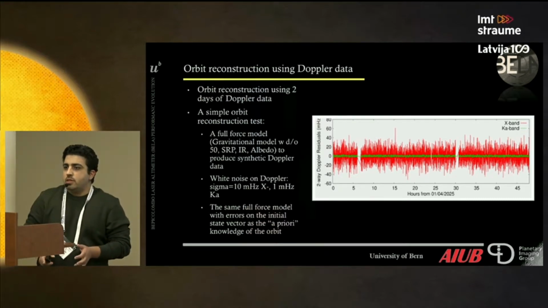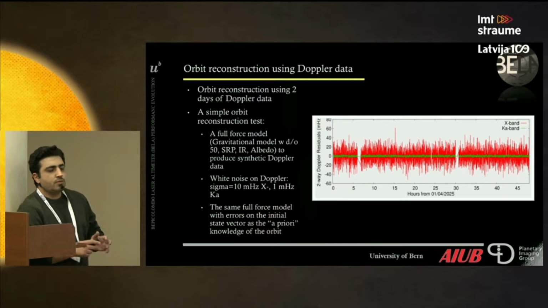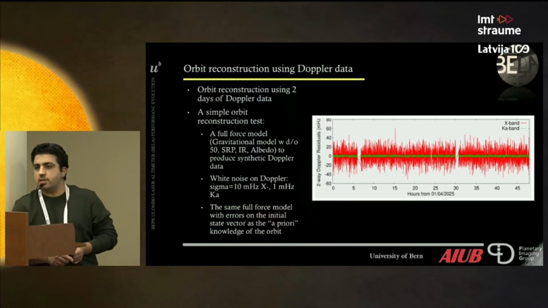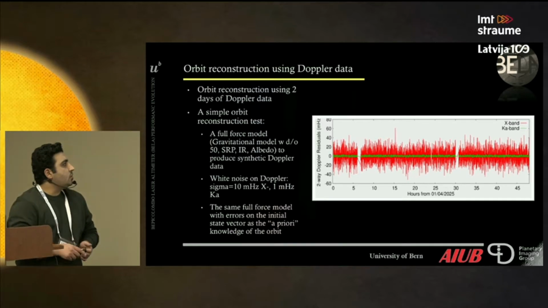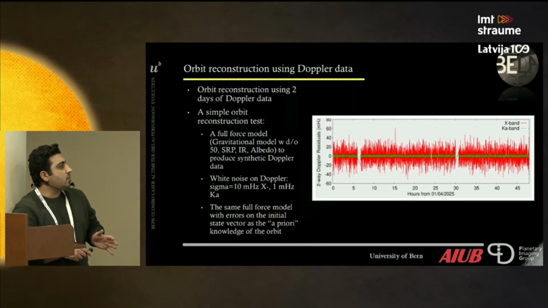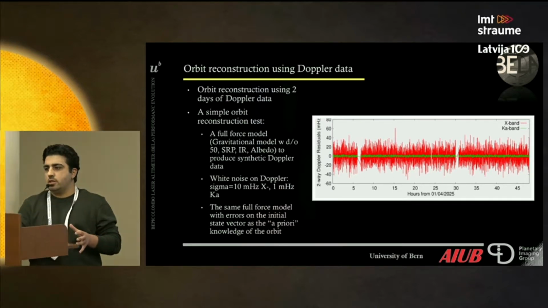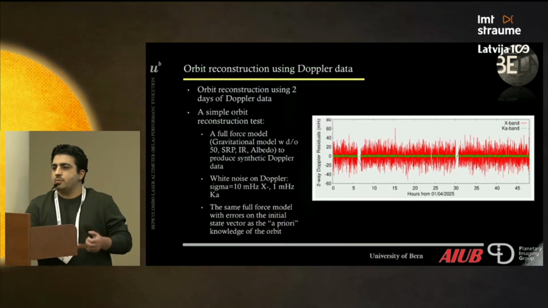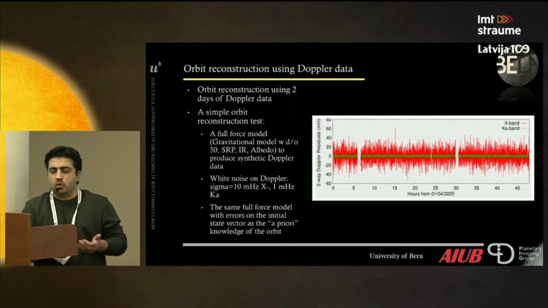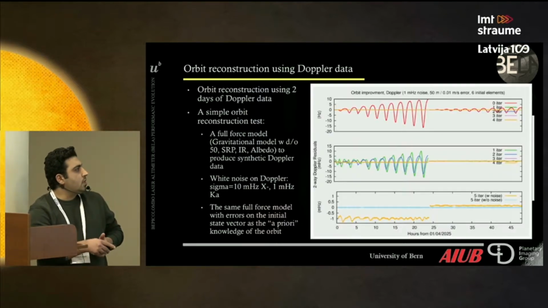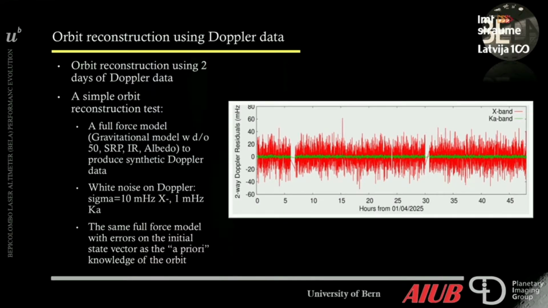Using this Doppler data, we tried to reconstruct the orbit. So we did first some simple tests. The first simple test was that we used a full force model with a gravitational model up to degree and order 50, solar radiation pressure, IR radiation, and albedo effect to produce synthetic Doppler data. And we used the same model with the same initial condition as our a priori knowledge of the orbit. So we expect, as you can see, that we directly go to the noise level, and so the model works fine here.